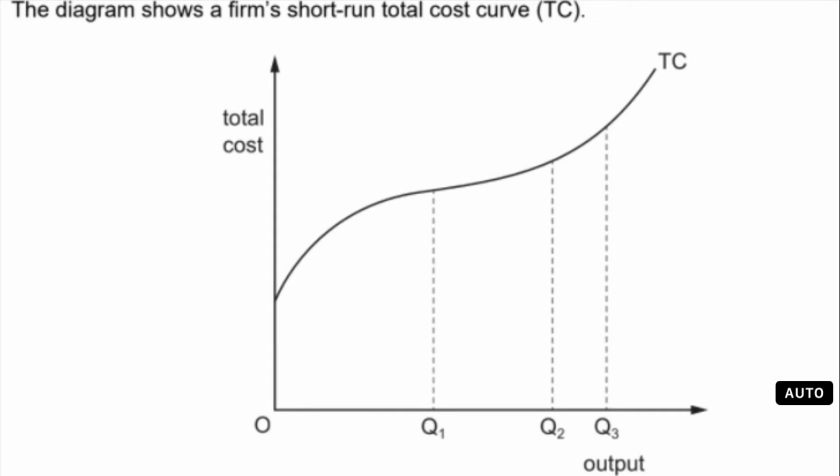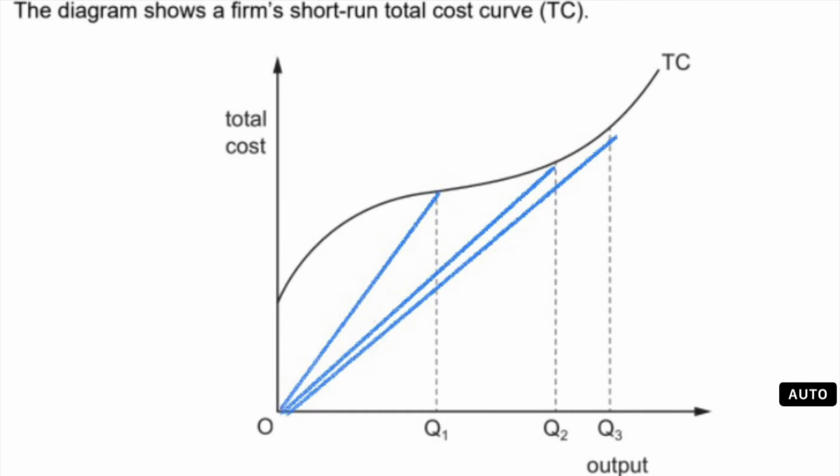It also relates to marginal costs. So we can hopefully see that in the steep parts of the total cost curve, marginal costs are highest. The total costs are rising more quickly. So at OQ1, that's where marginal costs are at their lowest, because the total cost curve is flattest there.